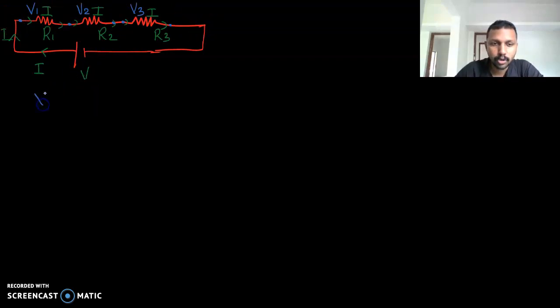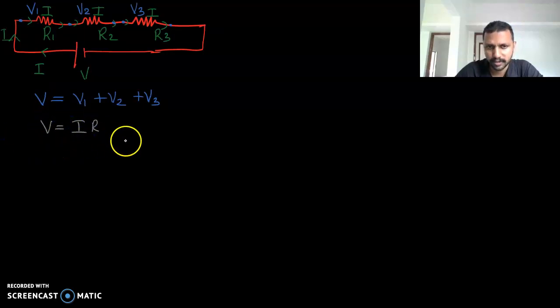Then we could say the total potential V is equal to V1 plus V2 plus V3. If we are considering this circuit, the total potential can be taken as V1 plus V2 plus V3. That means we could write by Ohm's law. We know by Ohm's law V is equal to IR. V is equal to IR is our basic expression for Ohm's law.